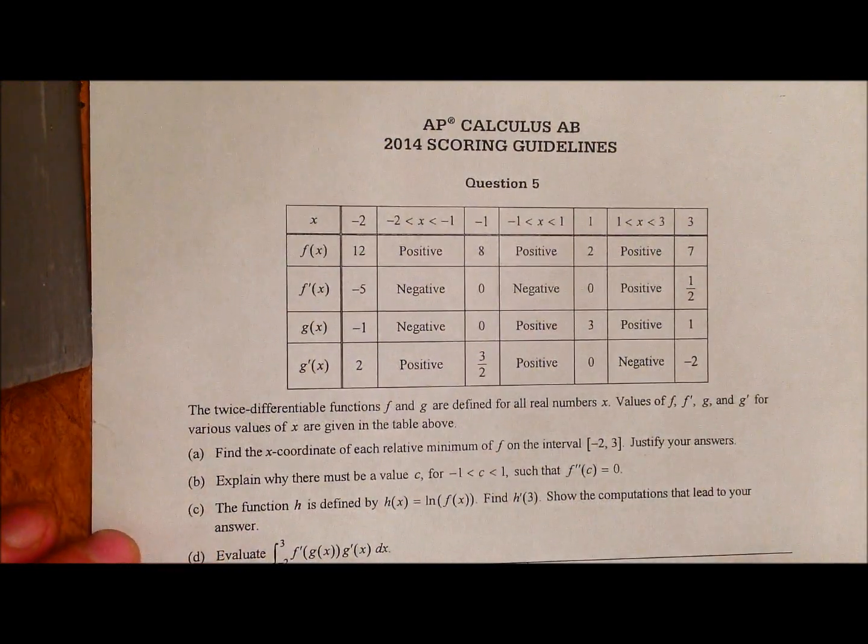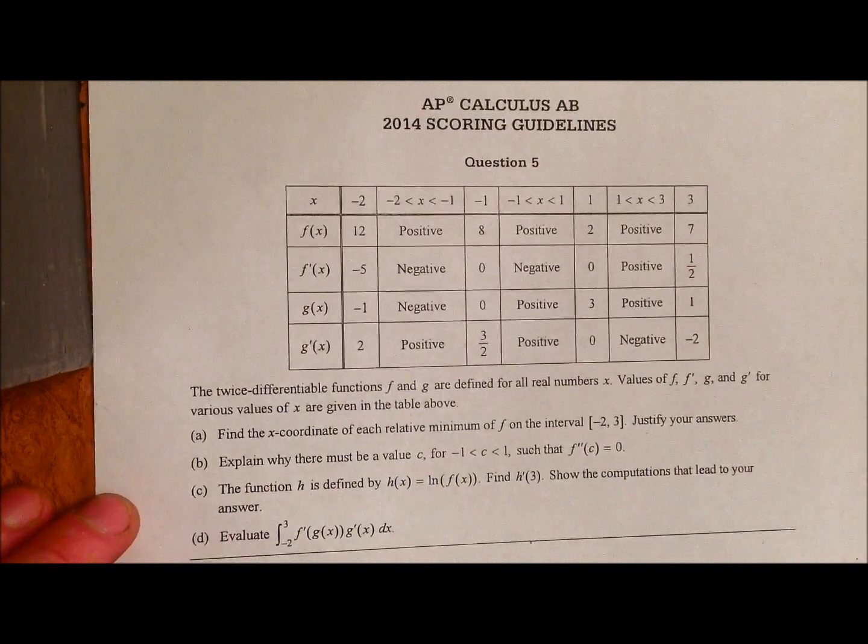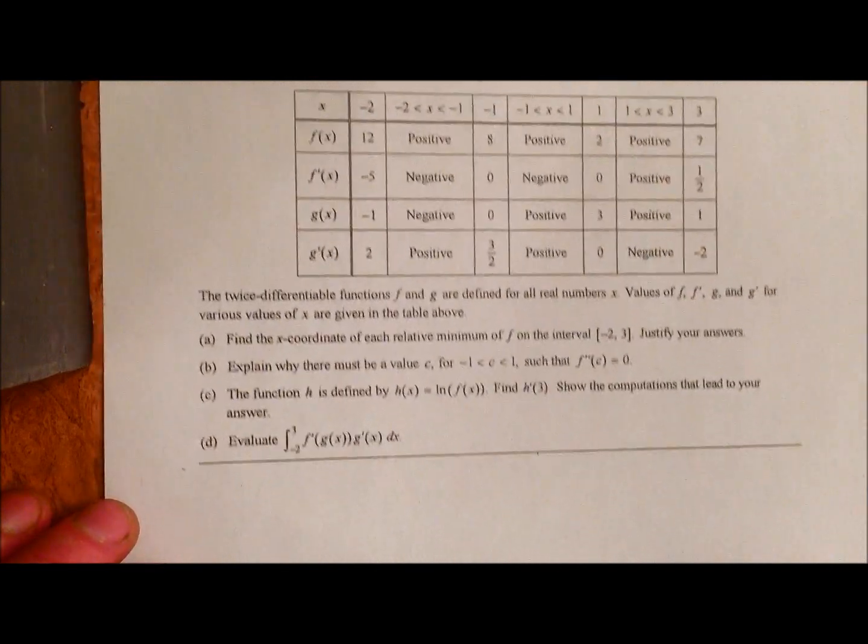2014 AB problem 5. An unusual question. I'd never seen one like this in the history of the AP exam where they give you just a table like this. But it was a pretty cool one, and it still has the same ideas, testing the same ideas.